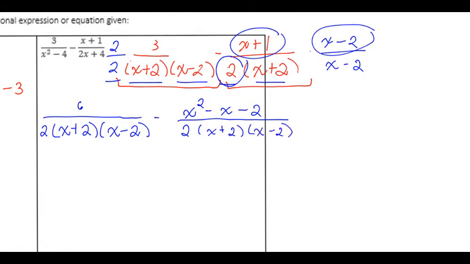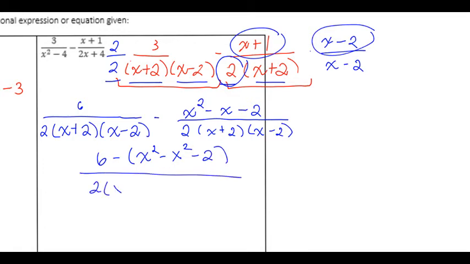And if you notice at this point, the denominators are the same. So the denominators being the same means that I can now combine the fractions. So 6 minus, be careful of your parentheses here, minus x squared minus x minus 2 over the same denominator, 2, x plus 2, x minus 2. And we're just going to simplify.